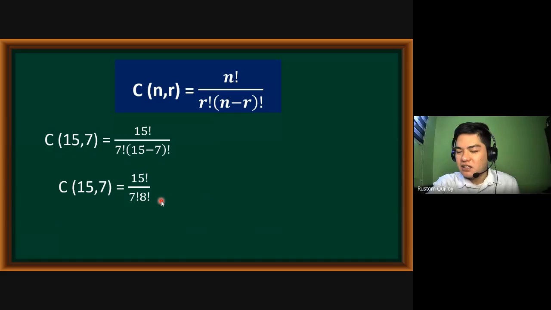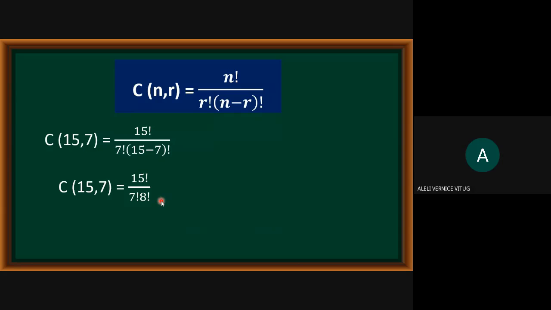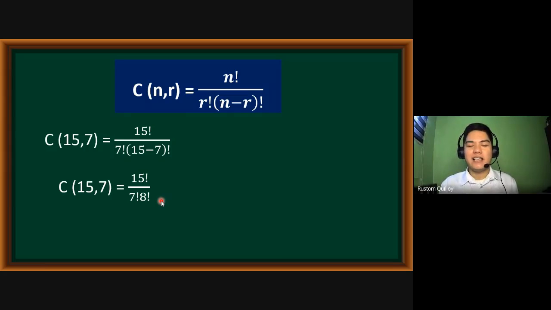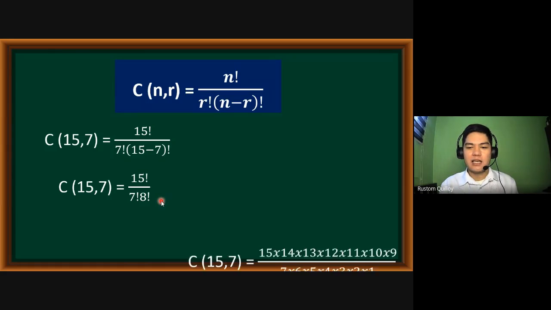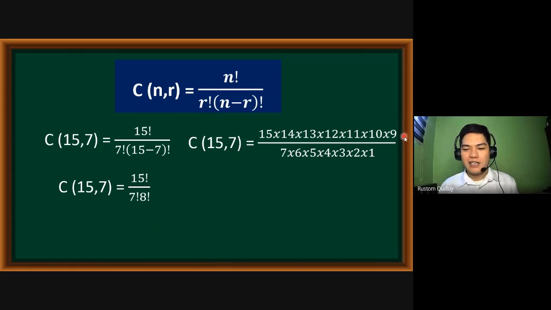Aleli? 9 po. Yes, hanggang kay 9 na lang natin i-expand si 15 kasi may 8 sa ilalim. Yung 8 ang ating tanggalin kasi mas malaki yun kaysa sa 7. Ayun, si 15 ay hanggang kay 9 na lang natin i-expand. So, maalis na yung 8 dito. Mawawala na yung 8. So matitira is yung 7.